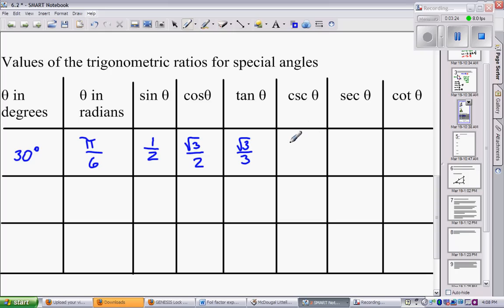Cosecant will be 2, the inverse of sine. Secant is the inverse of cosine, so you have to rationalize the denominator. Get 2 root 3 over 3. And then cotangent, it's the reciprocal of tangent, so it goes to 3 over root 3. Have to rationalize the denominator, and it goes down to just root 3.